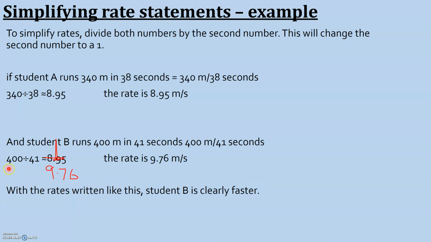All right. So if we take our 400 meters in 41 seconds, we divide our first number by the second number. So 400 divided by 41 gives us 9.76 meters per second. Now, when we compare these two rates, student A ran 8.95 meters in 1 second, student B ran 9.76, and it becomes clear to us that student B is much faster when we have these simplified rates.